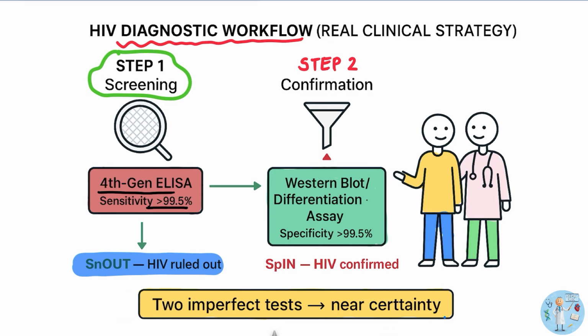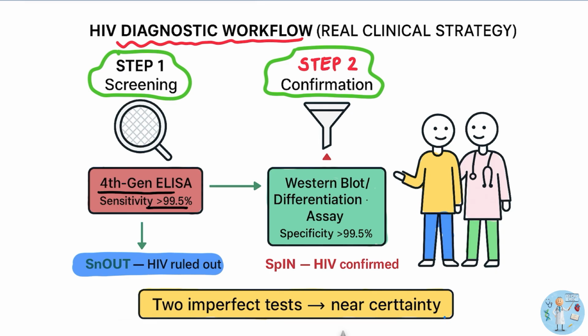But because that test is so sensitive, it's going to catch some trash. It will produce a small but significant number of false positives. And you cannot, ethically, tell someone they have a lifelong illness based only on a screening test. Never. So if that initial screen is positive, the person immediately moves to step 2, the confirmation test. Into the filter. Into the filter.